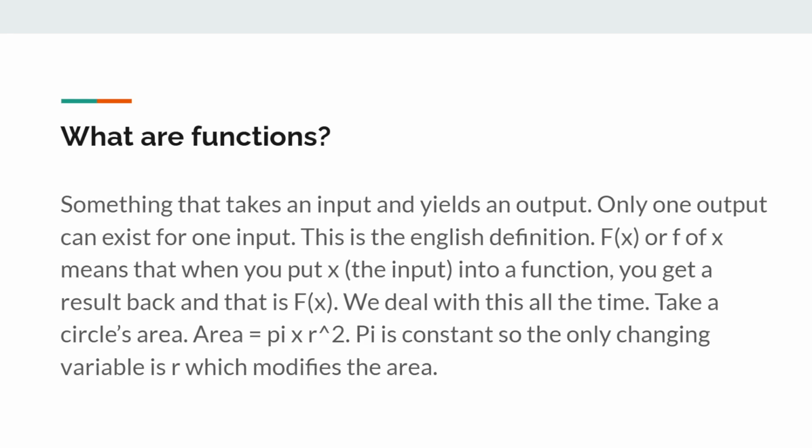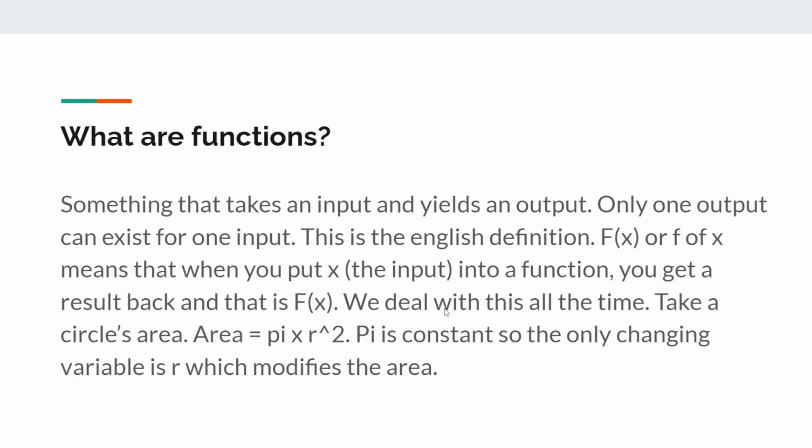So f of x, which is this notation right here, the f doesn't matter. You can say g of x, h of x. Those are the three most common ones I've seen, probably because a, b, c, d, e, f, g, h. I do sometimes see p of x, which is polynomial. When you put the input into a function, you get a result back, and that's f of x. We deal with this all the time.